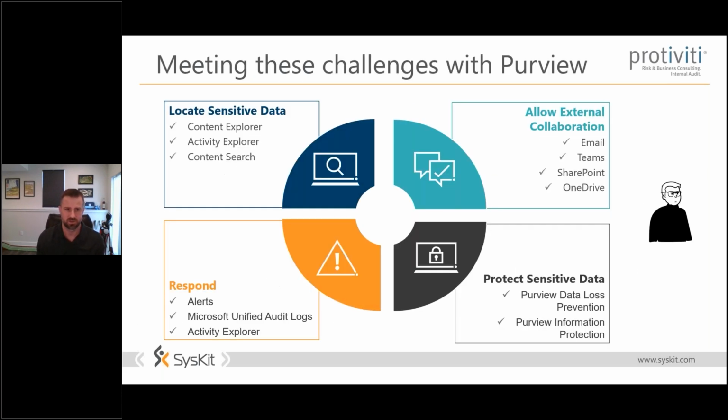And to meet these needs inside of Purview, the ways we can locate sensitive data are through Content Explorer, Activity Explorer, and Content Search. If you really want to know, you can go into your environment today and do a content search and go find the sensitive data that exists in your SharePoint, OneDrive, Teams, and Exchange environment today. Just go write a query and say, I want to go find social security numbers. I can also use Content Explorer to dive into the specific location of that today. So I can open up Content Explorer, if I have the right permissions, and drill down into a SharePoint site or OneDrive to say, this has sensitive data.